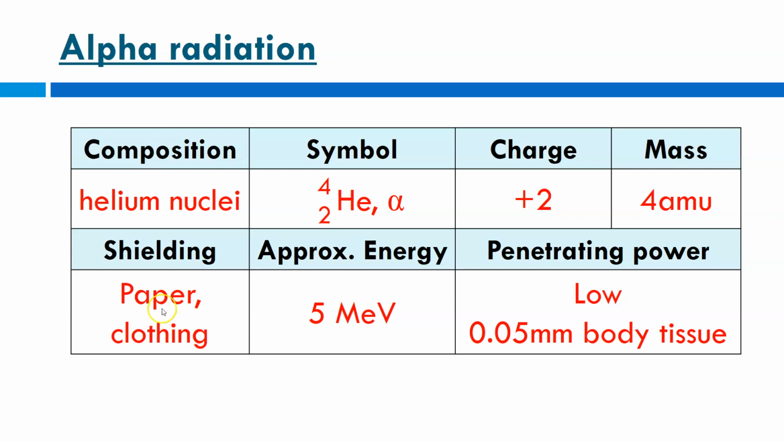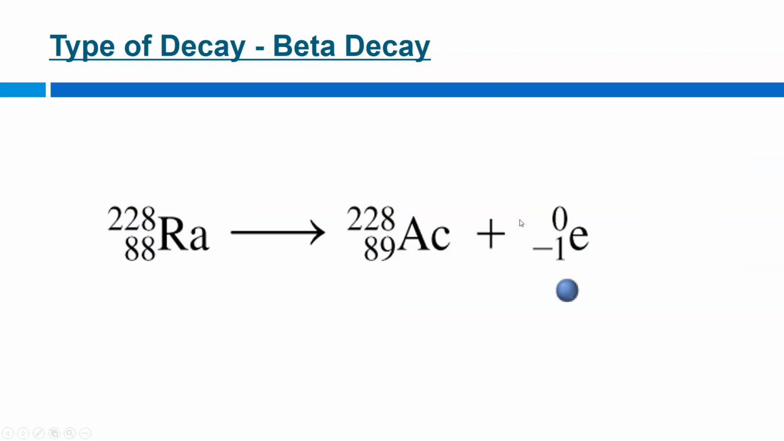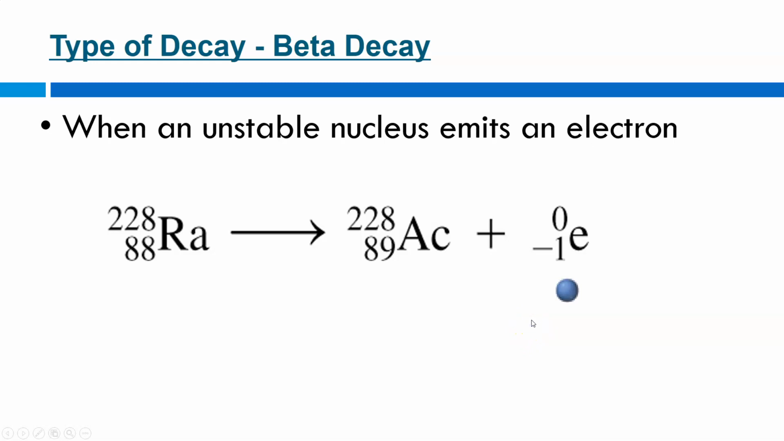Let's move on to the next type of decay. We're going to do beta particles next. So a beta particle is what happens when an unstable nucleus emits a particle that looks like an electron. The thing is, it's not exactly an electron because it is not coming from the orbitals. It's coming from inside the nucleus. We're going to break something apart into smaller pieces, and one of those pieces looks just like an electron.